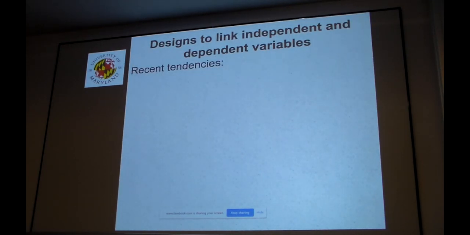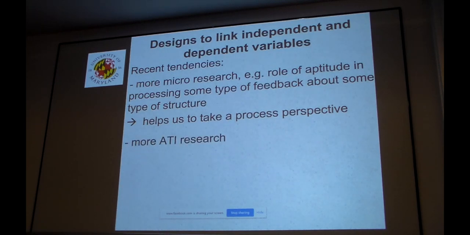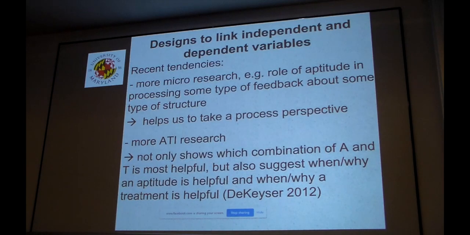Designs then to link the independent and the dependent variables. Recent tendencies here have been to, first of all, do more micro research. For instance, looking at the role of aptitude in processing some type of feedback about some type of structure, which may avoid overgeneralization, but which, of course, doesn't lead to the generalization that we would like. And that may, on the other hand, help us take a process perspective. You know, what is going on exactly in this specific learning task? We also see more ATI research, which not only shows which combination of aptitude and treatment is most helpful, but also suggests why and when an aptitude is helpful. In other words, what is the process that leads there?